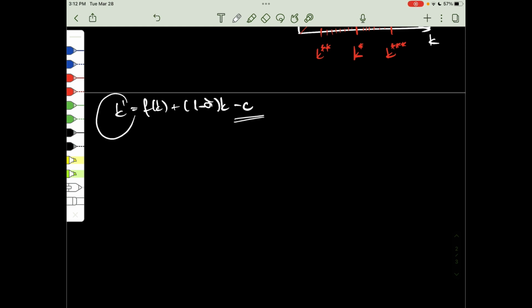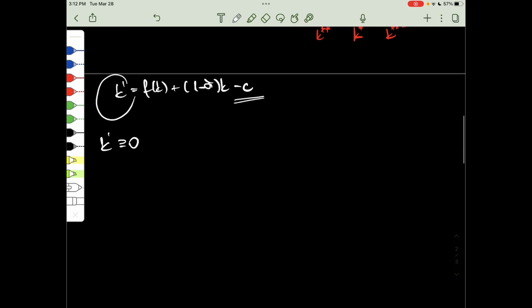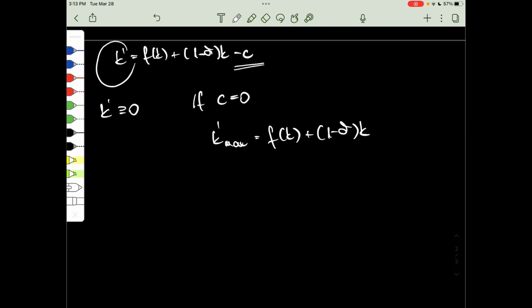So we need to try to find an interval that contains the feasible set at any k. Evidently, it must be non-negative. Negative investment, negative capital stock is impossible to interpret economically. So the lower bound is 0. Given the dependence, next period's capital stock is the highest when C is 0. This is the reason why I emphasized the importance of C. If C, consumption, is 0, we have the maximum amount of next period capital stock. So actually this is the upper bound.